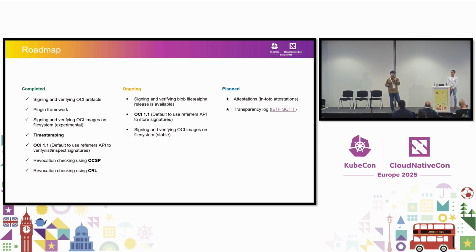And as OCI is getting popular, we will change the default behavior to support the OCI 1.1 referrers API by default, which is a more elegant way to manage your signatures. We are also working on making our experimental feature, signing and verifying OCI image layout, which is the kind of image you can put on your file system. You don't have to store it in the OCI registry first. You can put it on your local file system, sign it, then push it to the registry, which is more secure. In the future, we plan to support attestations. Probably we will work with the in-toto community to support in-toto attestations. And we will also work on the transparency log, built based on the IETF standard.